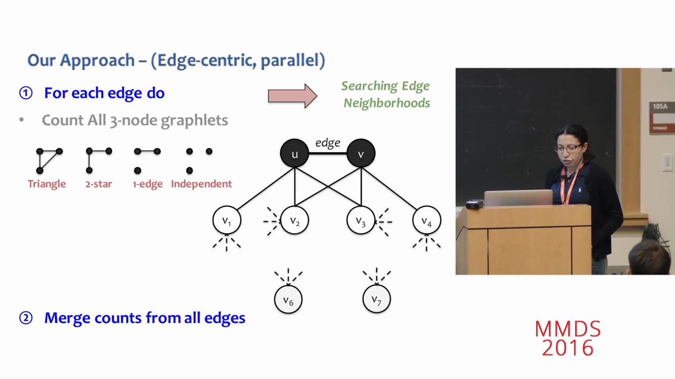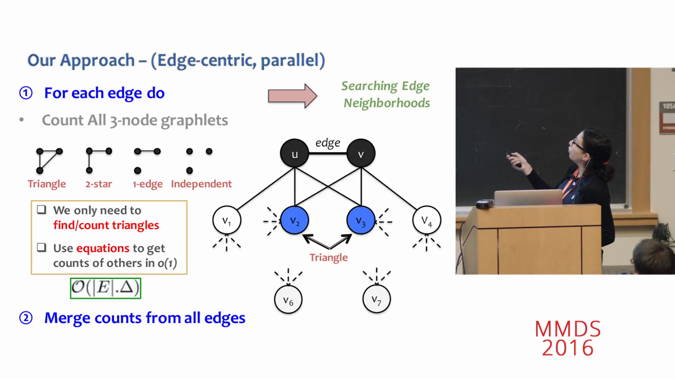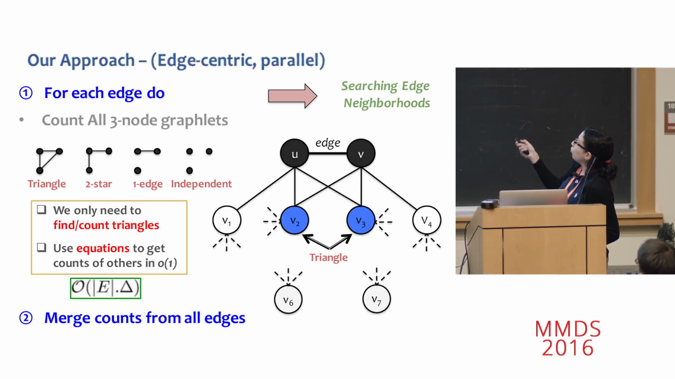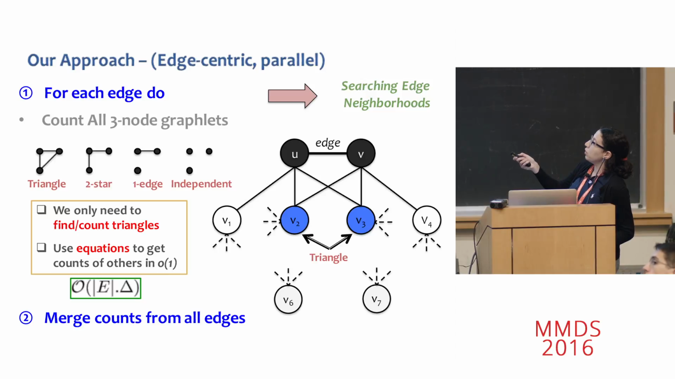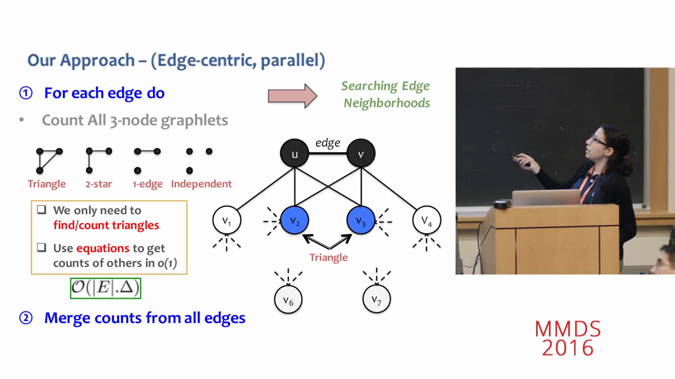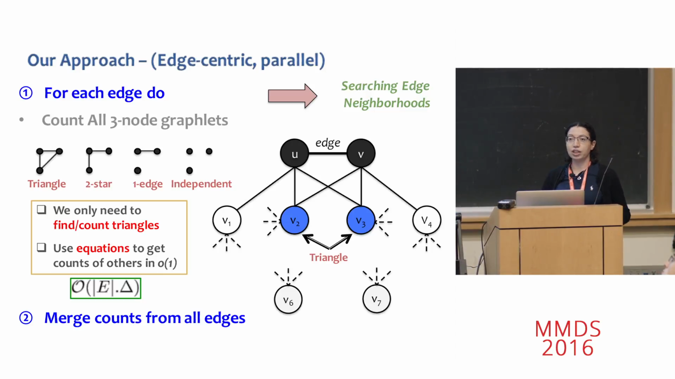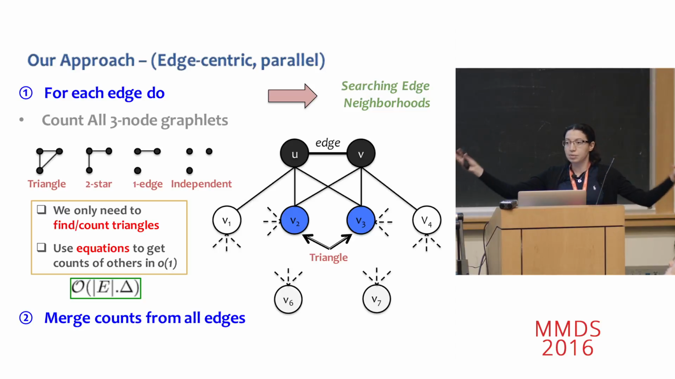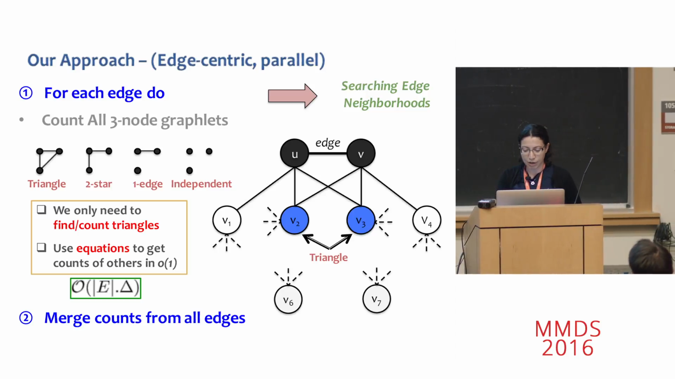Now, how can we save the computations further? What we found is that if you count only triangles, then there are relationships between triangles and every other possible graphlet here, and you can use equations to get the counts of the others in constant time. So essentially, if you count only one graphlet, you could possibly get the other ones in constant time, and that will save a lot of computation and give you more insights about the distribution itself.